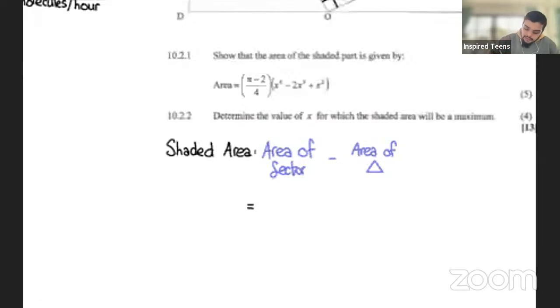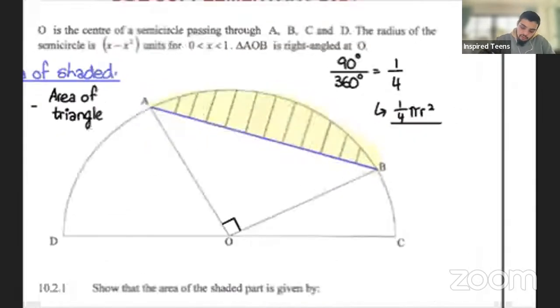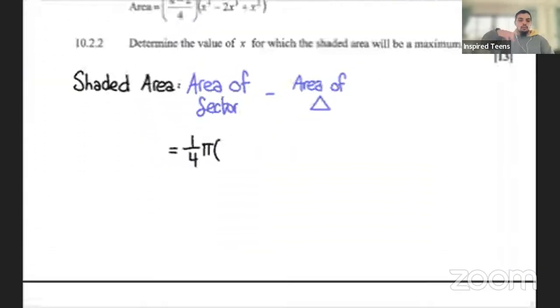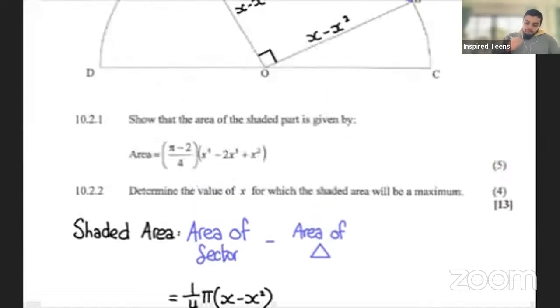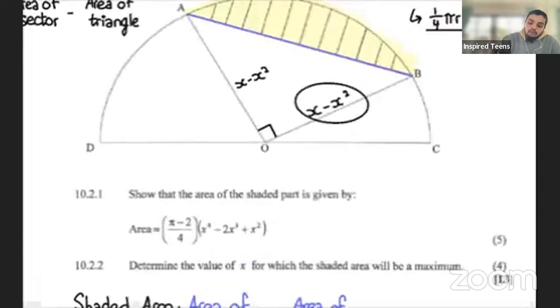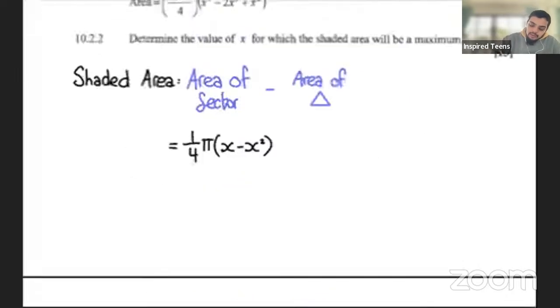The area of the sector, we said, is going to be a quarter pi r squared. But now we have a value for r. It's x minus x squared. So we're going to substitute. You're always going to get it in terms of an unknown. There's always going to be some unknown inside your formula, and that's okay. It's an expression of the area, not an exact area. It's a formula that will help you calculate the area according to what value of x you substitute. That's why we're subbing in x here.